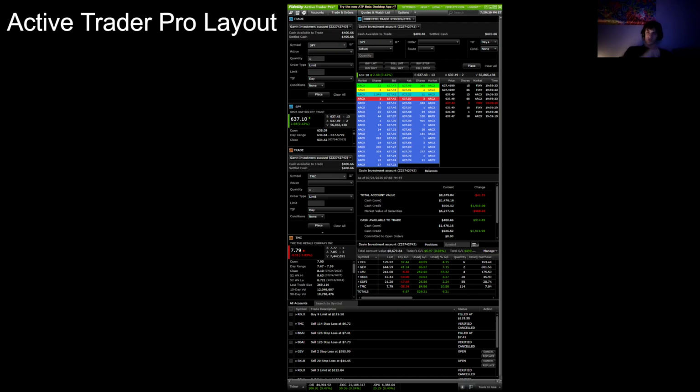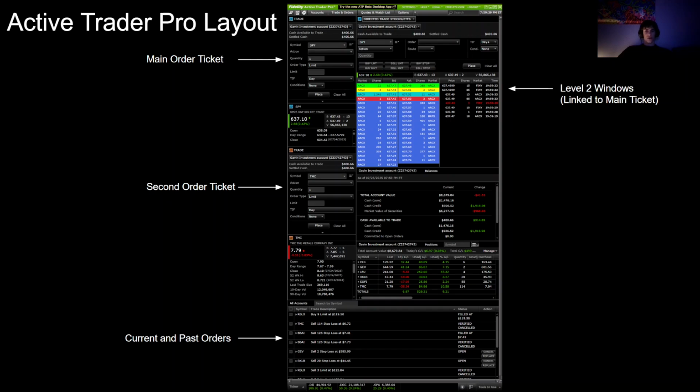And then my Active Trader Pro layout, I keep everything really, really squished into a small panel, and you'll see why for that here in just a second. But the top left is going to be my main order ticket. The second order ticket is underneath, and then I have my current and past orders. And then the level 2 window over here is linked to my main order ticket, so if I type in a ticker over here, it'll automatically fill it into this and pull up the level 2 data for that. And then I have my account balances and my positions down in here.